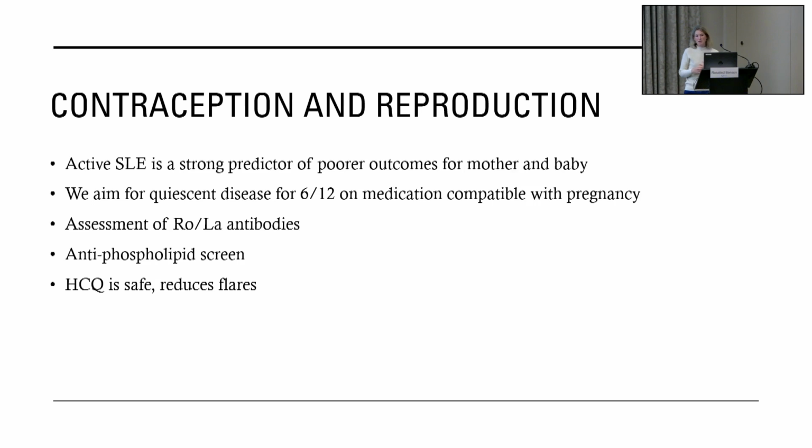We know that active lupus is a strong predictor of poor outcomes for the mother and baby. So we really aim for quiescent disease for at least 6 months on a medication which is compatible with pregnancy.